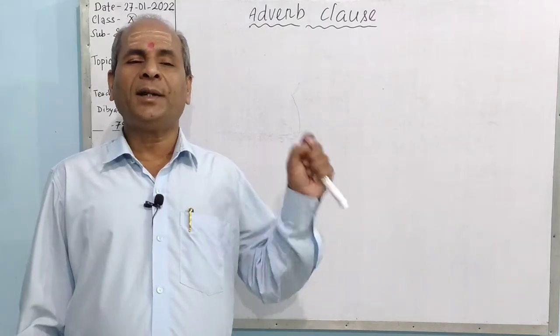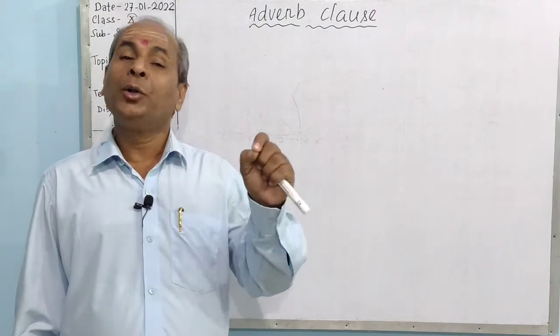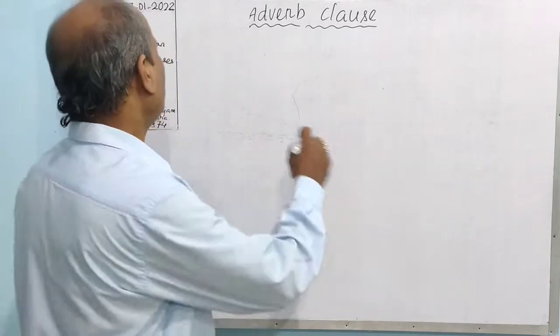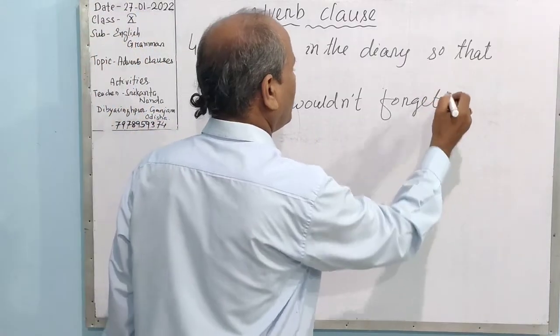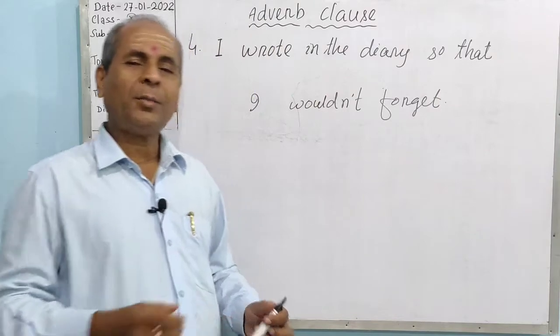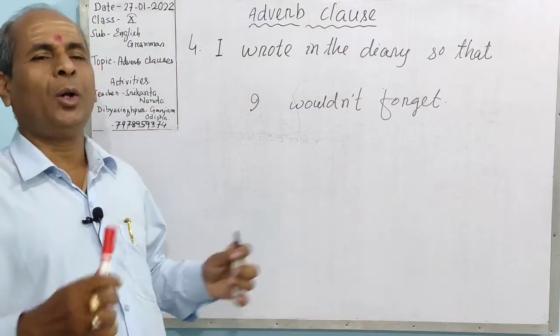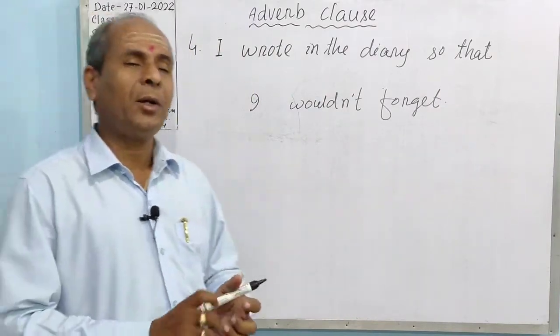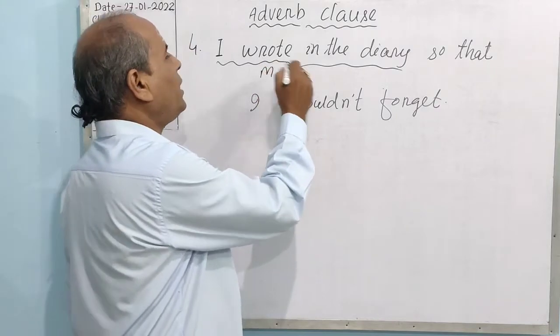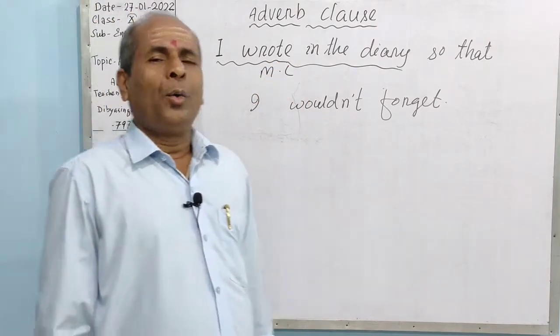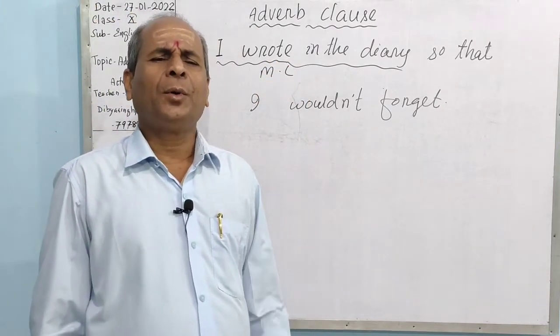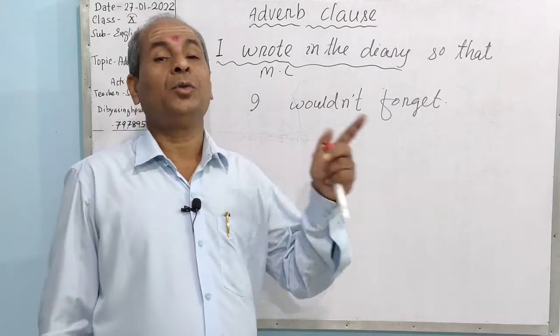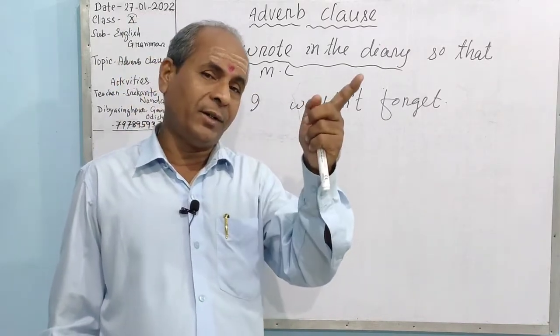I wrote in the diary so that I wouldn't forget. Next example. What can we understand from this part of the sentence? This is a longer sentence. What is the main clause? Yes, this: I wrote in the diary. Why? What is the purpose of writing? So that I wouldn't forget.